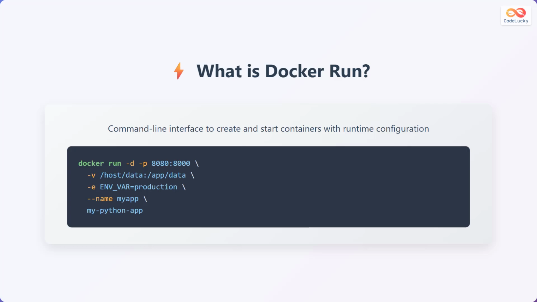Docker Run is a command line interface command used to create and start containers with runtime configurations. It allows you to specify various options such as detached mode, port mappings, volume mounts, environment variables, and container names. Here's an example of how to use Docker Run.